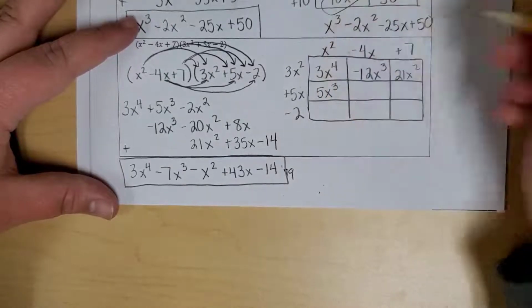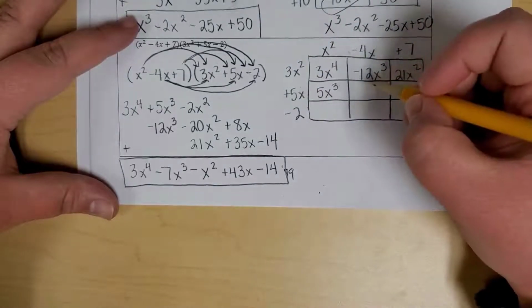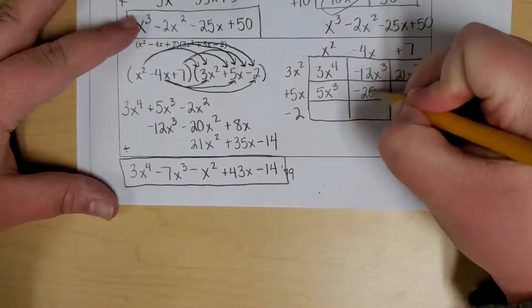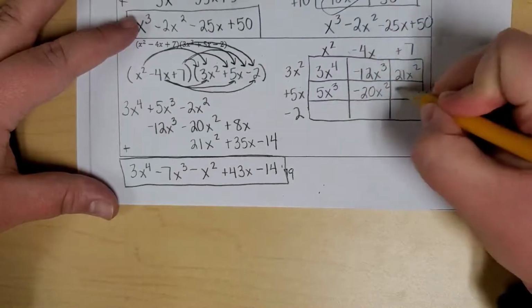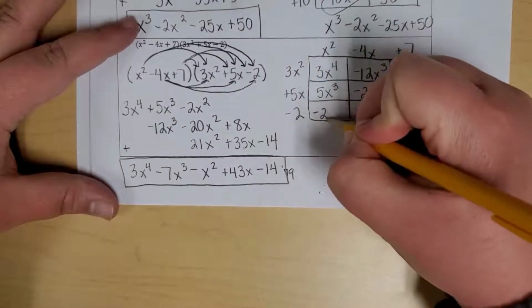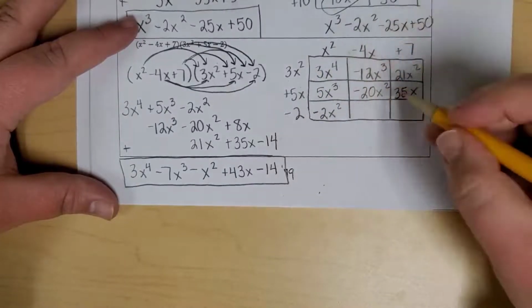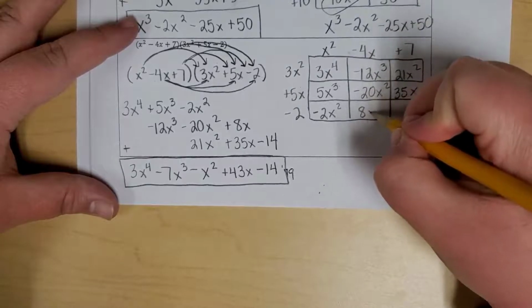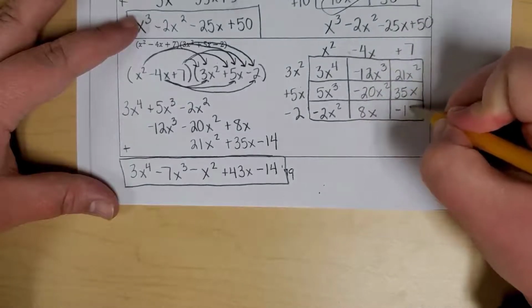Because 2 plus 1 makes 3. 5x times negative 4x is negative 20x squared. And 5x times 7 is 35x. Negative 2 times x squared is negative 2x squared. Negative 2 times negative 4x is 8x. And negative 2 times 7 is negative 14.